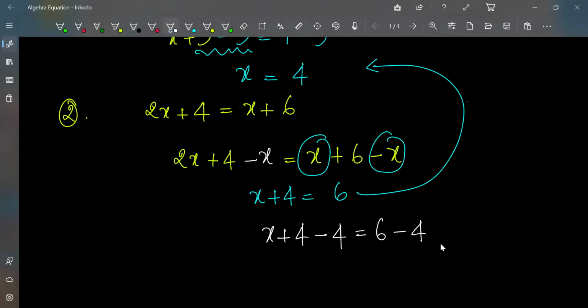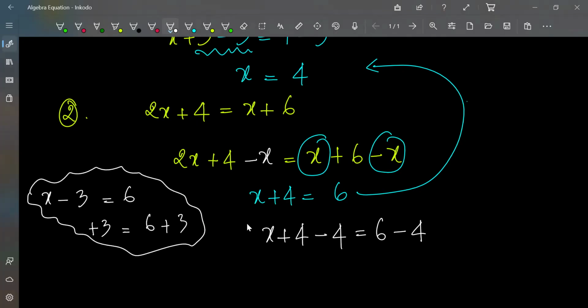So let me explain more. For example, if I have x minus 3 equal to 6, so you need to add negative 3 in both sides. No, it's not like that. If the equation has negative 3, you need to add the positive 3 in both sides. Okay? Yes. This is the problem that you need to know.